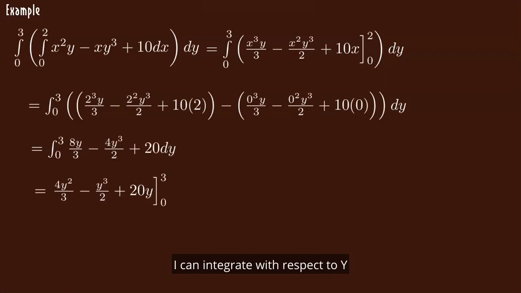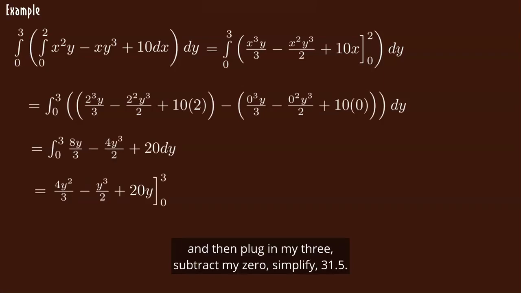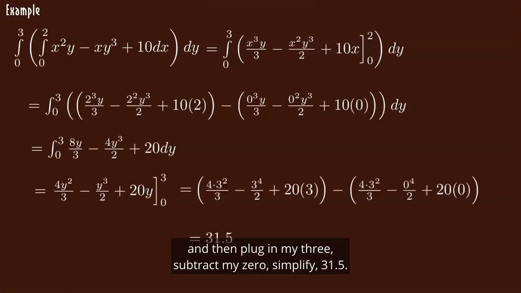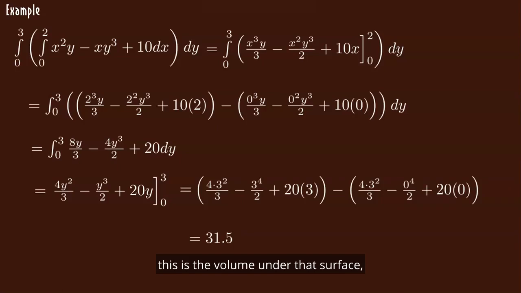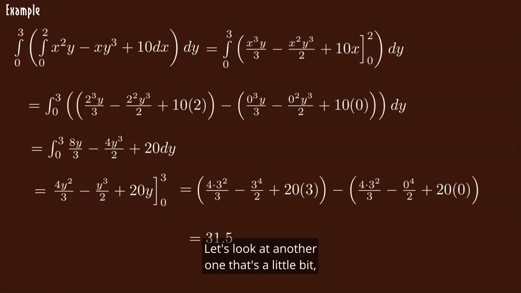I can integrate with respect to y, and then plug in my 3, subtract my 0, simplify. 31.5. So that means since my function was positive everywhere, this is the volume under that surface, between the surface and the xy plane. Let's look at another one that's a little bit trickier.